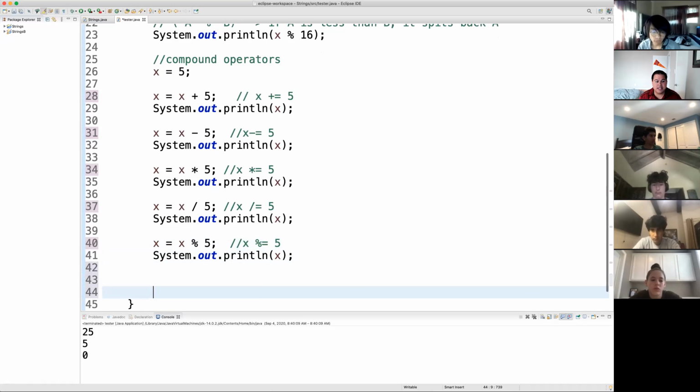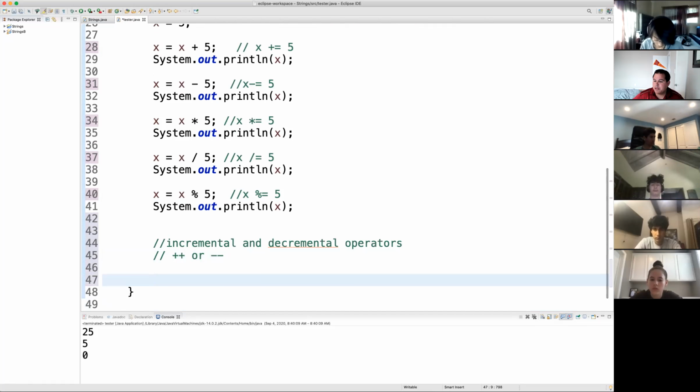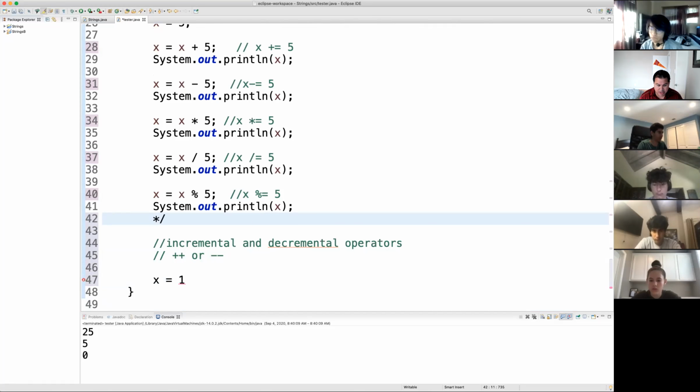And then last thing for today, and this is pretty much going to be the last thing that you'll need to know for your test. The last thing that you'll need to know is incremental and decremental operators. Okay, you know them as plus plus or minus minus. Now, plus plus and minus minus is very simple. It basically means add 1. Minus minus means subtract 1. So let's say, for example, we said X equals 1. For right now, what I'm going to do really quickly is make all of this a block comment so that we can just see what prints out.